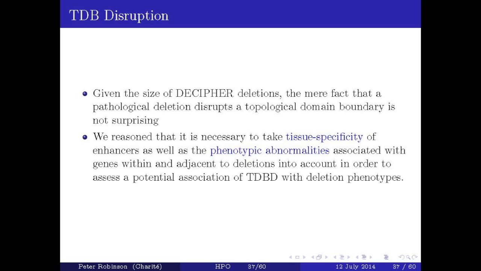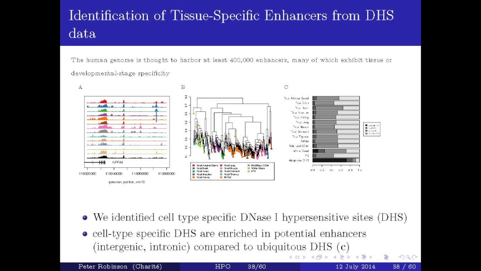And so to do this, we took DNase I hypersensitivity data. Basically, if you throw in DNA and this enzyme, the enzyme will cut in places where the chromatin is open. This usually indicates that it's active.